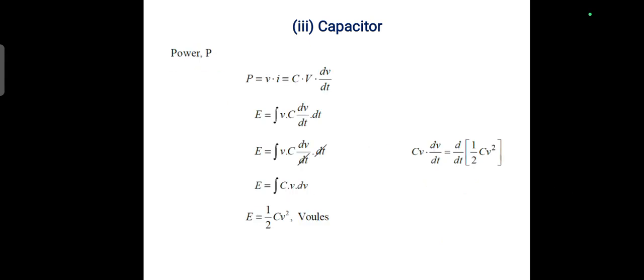The power in the capacitor P is equal to V into I, that is equal to CV dV by dt. The energy in the capacitor is equal to the integral of VC dV by dt into dt. The dt will get cancelled, so we have only VC and dV. So CV dV, integrating this, we get the energy equal to 1 by 2 CV square joules.